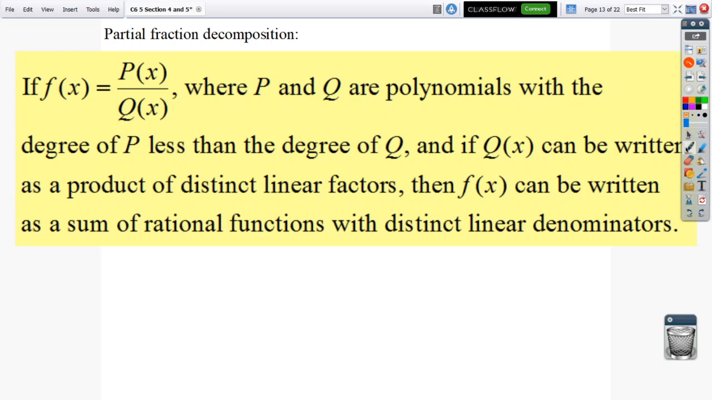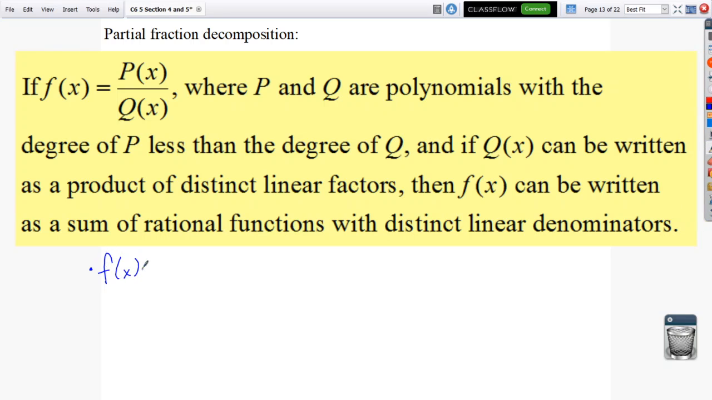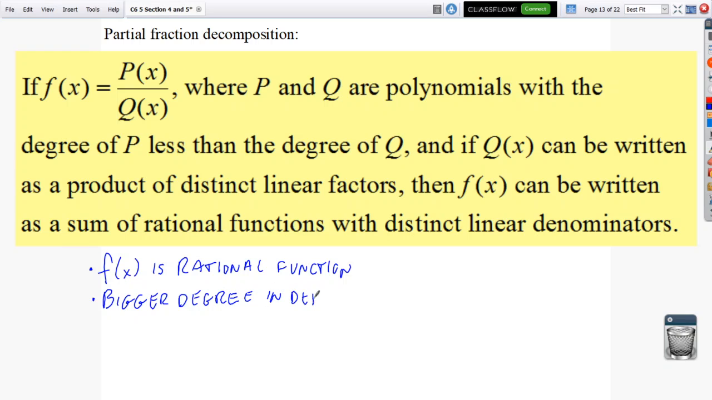Put this as a real quick checklist. f of x is a rational function. So rational function just means polynomial up top, polynomial down below. Check, we move on to the next step. Next step is the bigger degree in the denominator. If that's a check, we go on to the last check. Last check is the denominator is factorable.